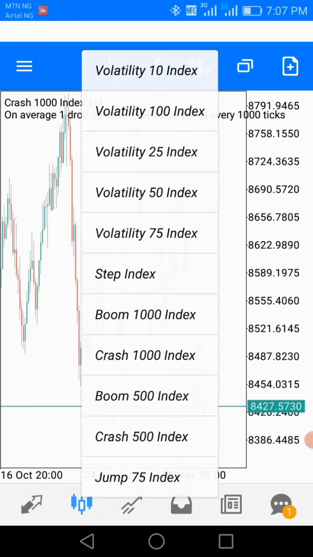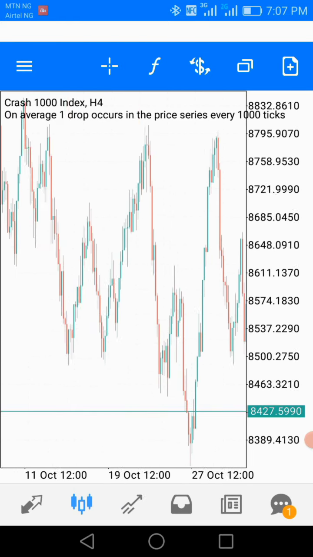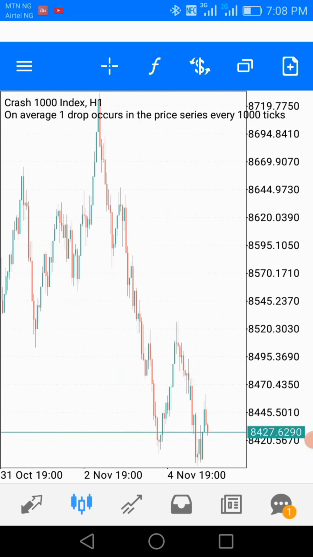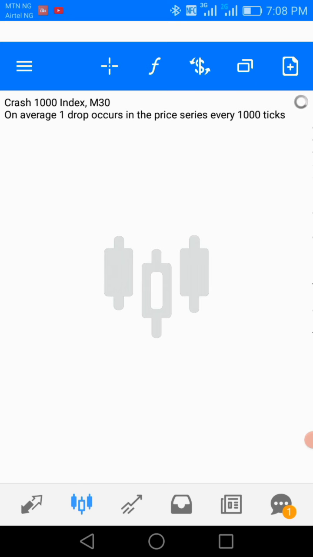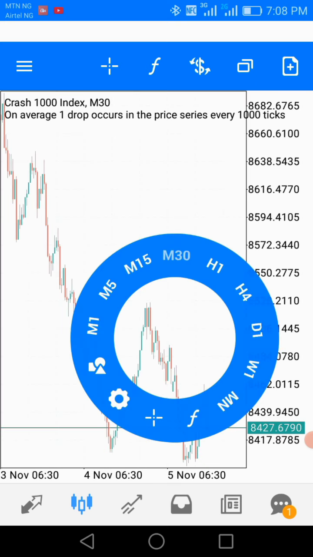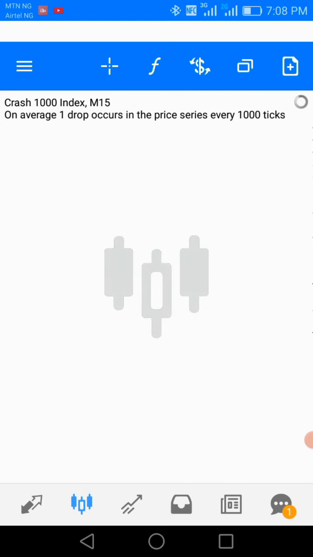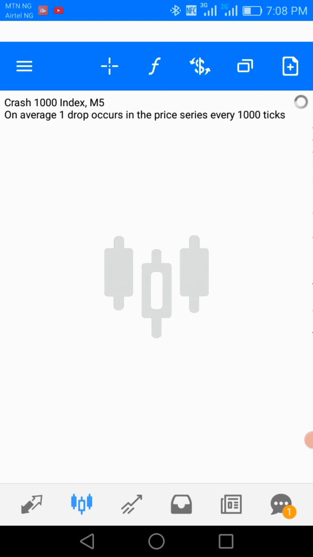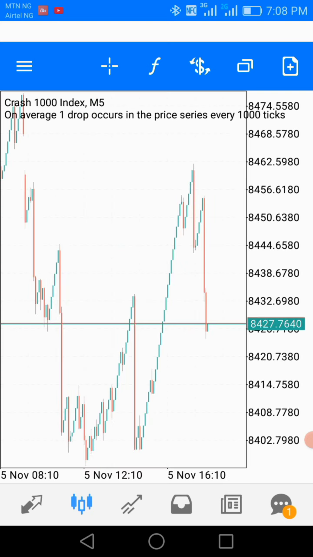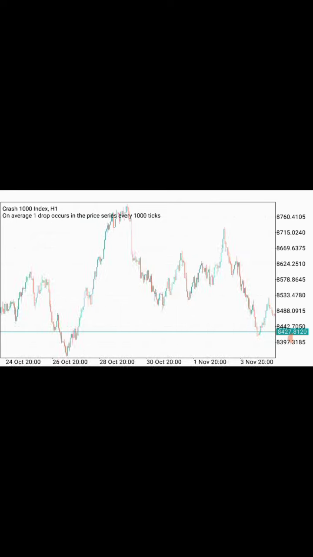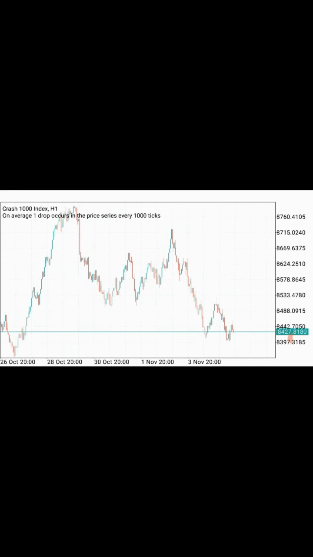Okay, just a moment. Yes, it has opened. This is Crash 1000 on 4 hours. This is 1 hour. This is 30 minutes. Let me just open the different time frames down so that we'll have a kind of flexibility. Now I'm a bit late, that's why I'm not going to take the trade. I am completely late, but we're going to do the analysis from the 1 hour time frame. Okay, I'm going to show you something spectacular.